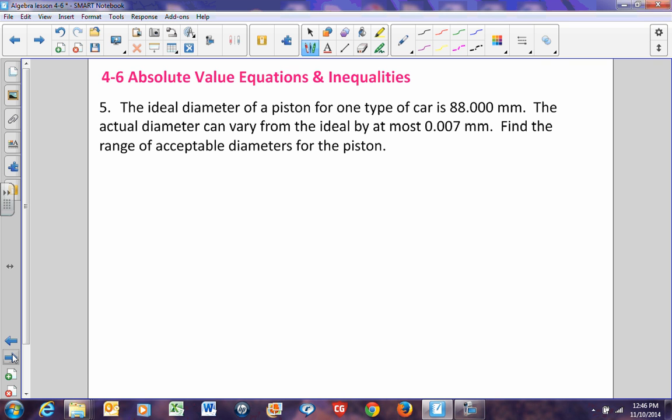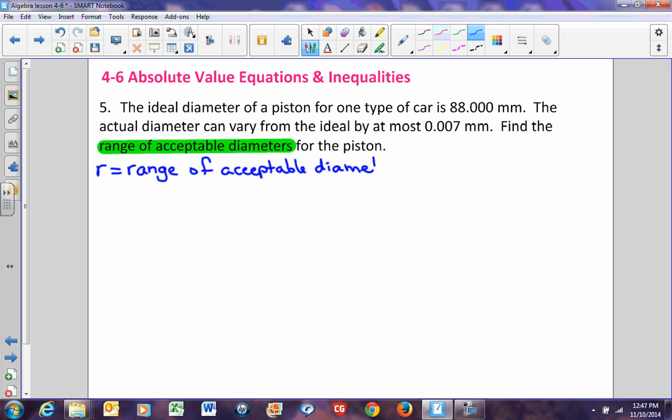I need to define my variable. That's the first thing I need to do, as always. And my variable is going to be the range of acceptable diameters. So I'm going to let R equal the range of acceptable diameters. When you build things in a car, you can be off by just a tiny bit, because if you're off by too much, the piston's not going to be able to go up and down in the tube, and it's going to seize, which means it's going to get frozen in the middle, and your car is not going to run.